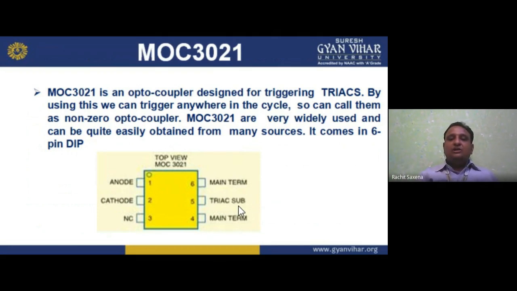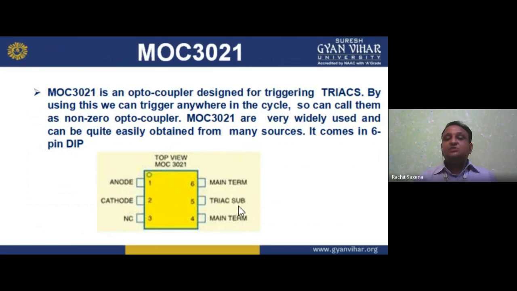So we can call them non-zero optocouplers. It is non-zero because it is not working only at zero, but working at any angle. So it is also known as a non-zero optocoupler. This is an optical isolator also. MOC 3021 is widely used and can be easily obtained from many sources.